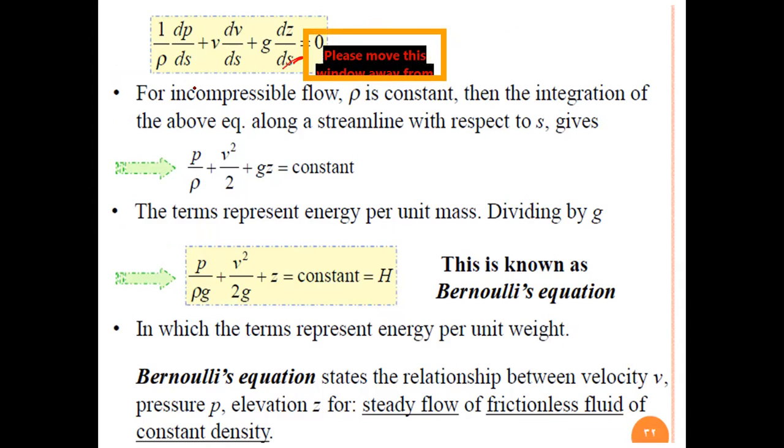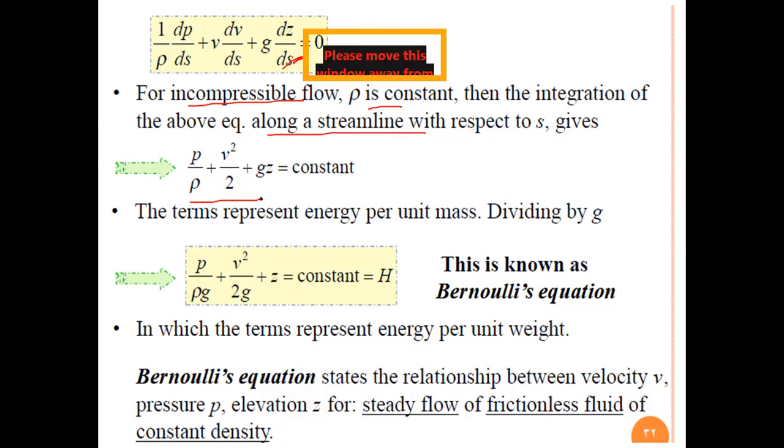Now, for incompressible flow, ρ is equal to constant. Then the integration of the above equation along the streamline with respect to S can be written as P by ρ plus V square by 2 plus gZ is equal to constant.